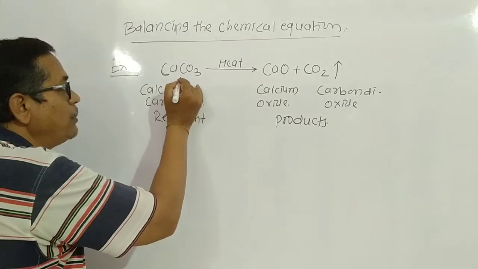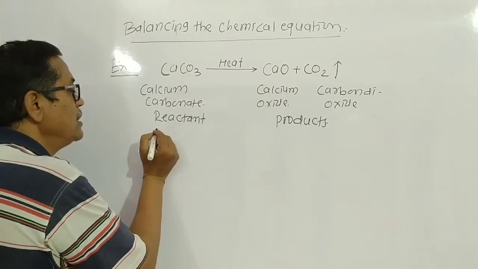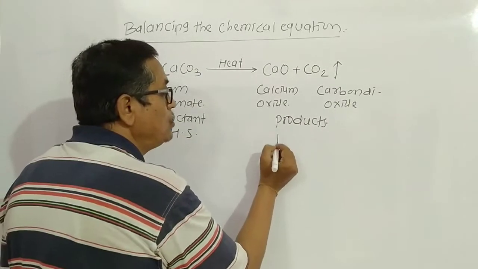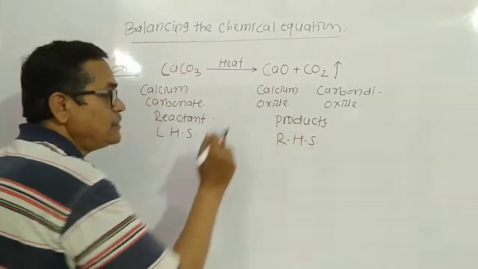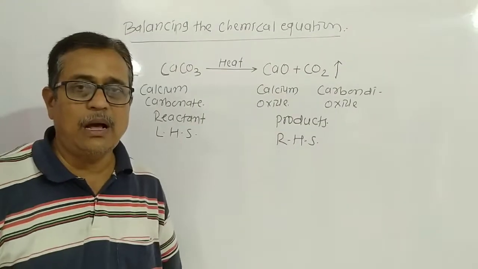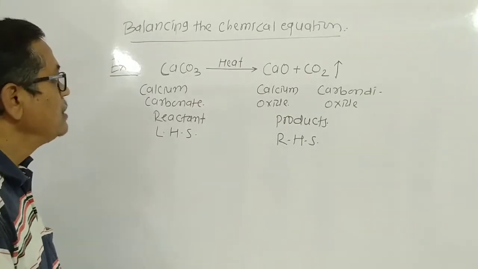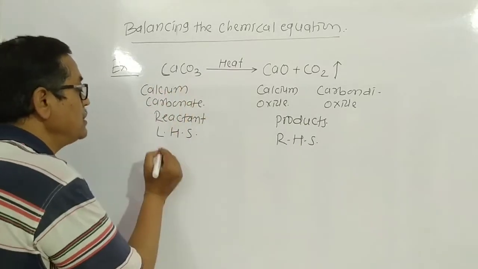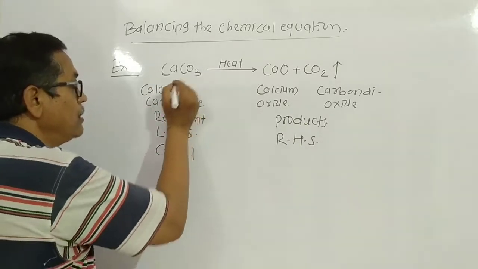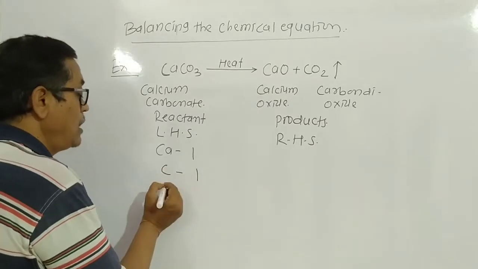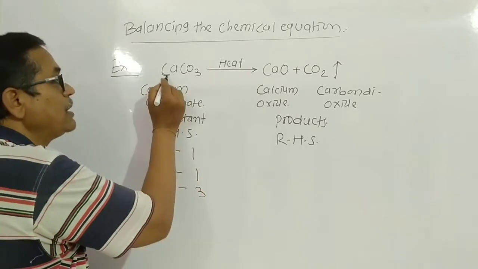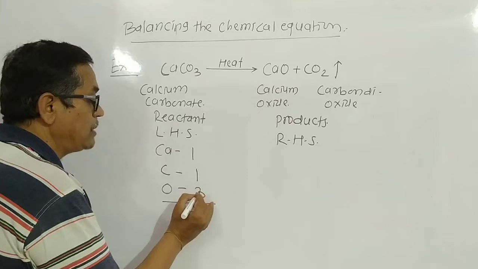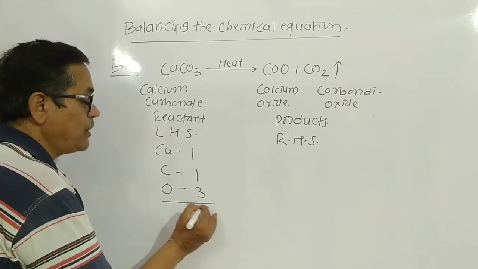Look here, we count the number of atoms on the LHS and RHS. Here CaCO3 is on the LHS and CaO plus CO2 on the RHS. On the LHS: calcium 1, carbon 1, and oxygen 3. Total number of atoms is 1 plus 1 plus 3, that is 5 atoms.